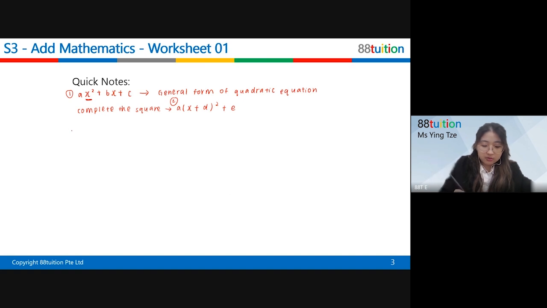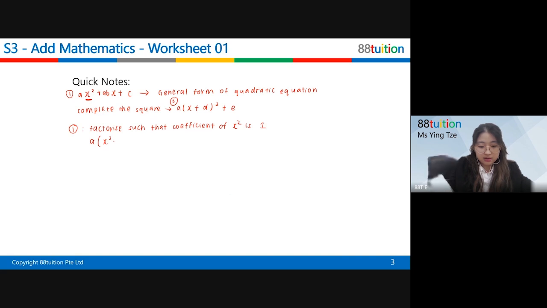So first step whenever we do completing the square is to factorize such that the coefficient of x squared is 1. So for this case, when we have the ax squared plus bx plus c, we want the coefficient of x squared to be 1, right? So we need to factorize out the a. To make it easier, I'll put ab here, so that when I factorize out, I will get a bx here.